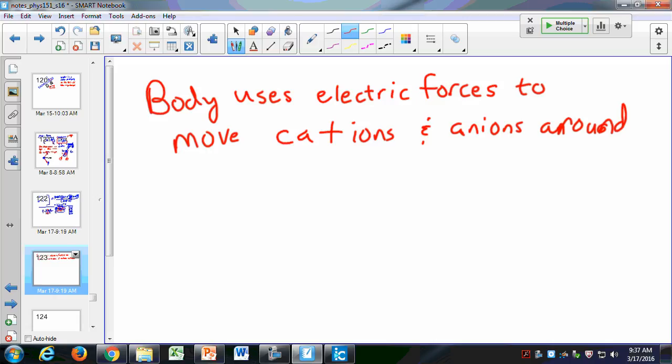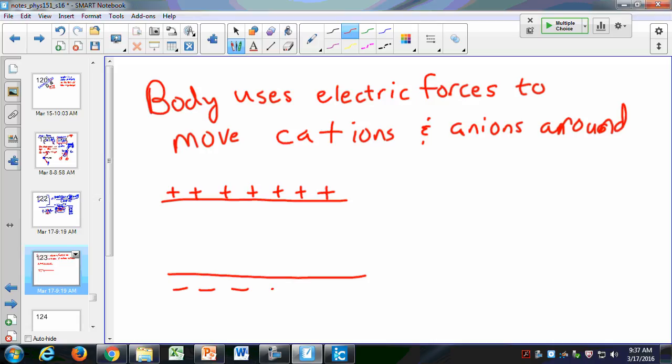All right, we can imagine that we have this structure. Let's say your book does a figure like this. Let's say that I have positive charges over here, negative charges over here. We're going to call this a capacitive structure.